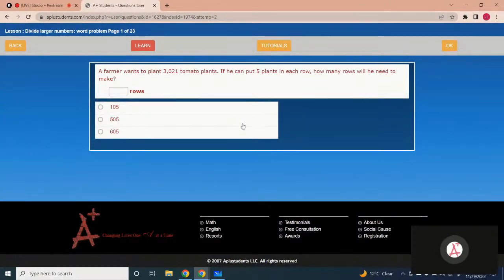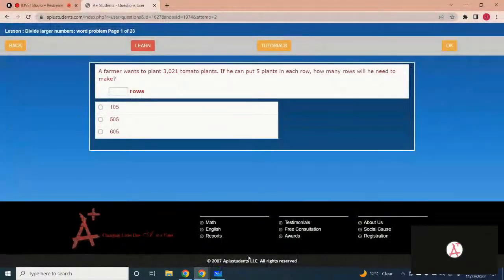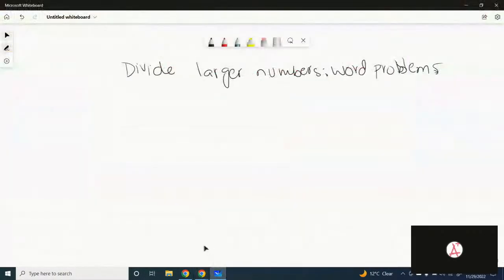Okay, a farmer wants to plant 3021 tomato plants. If he can plant 5 plants in each row, how many rows does he need to make? Got it? So 3021 divided by 5. Okay, just start with the very first digit.